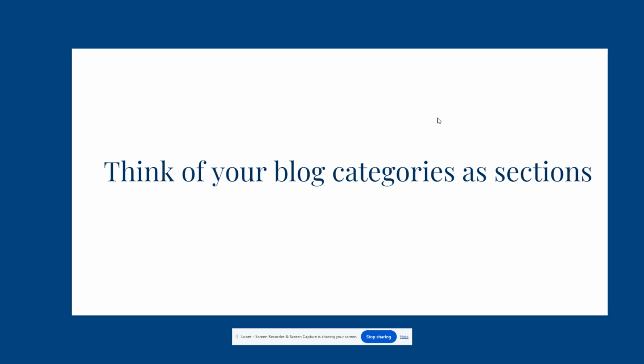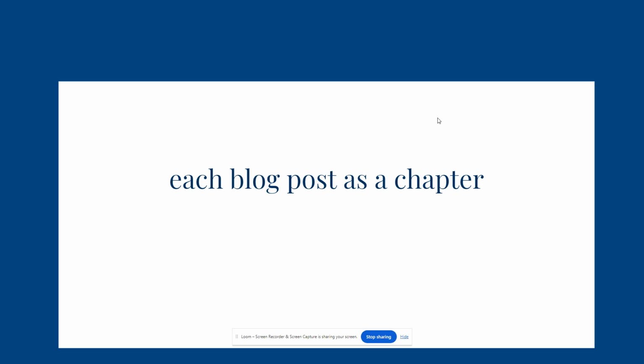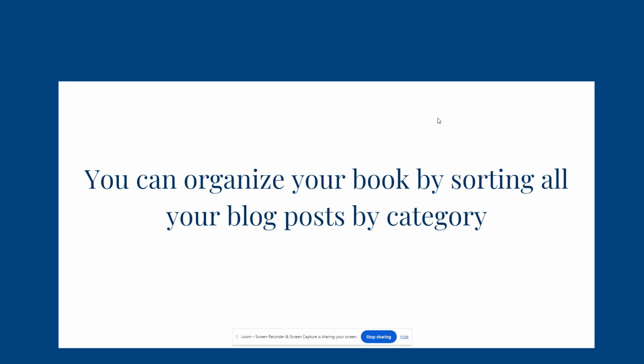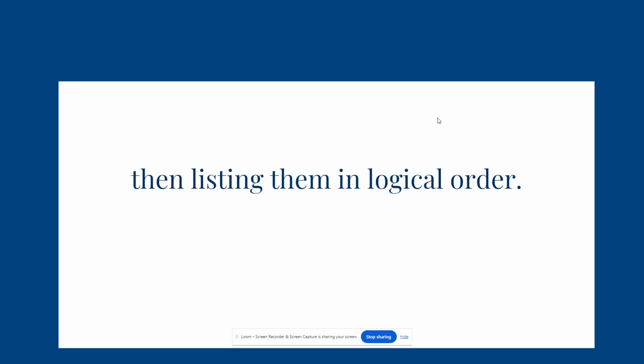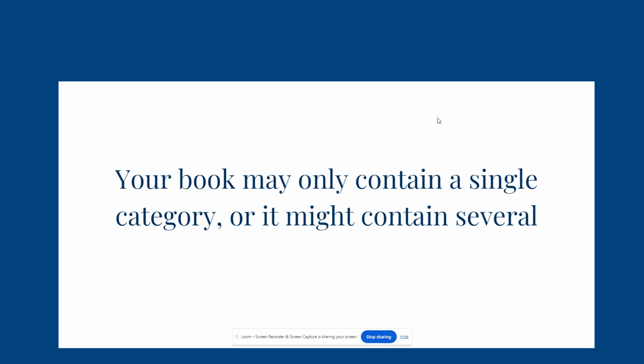So here's how it works. I want you to think of your blog categories as sections, and each blog post as a chapter. Then you can organize your book by sorting all of your blog posts by category and then listing them in logical order. Now, your book may only contain a single category or it may contain several. The choice is actually yours.